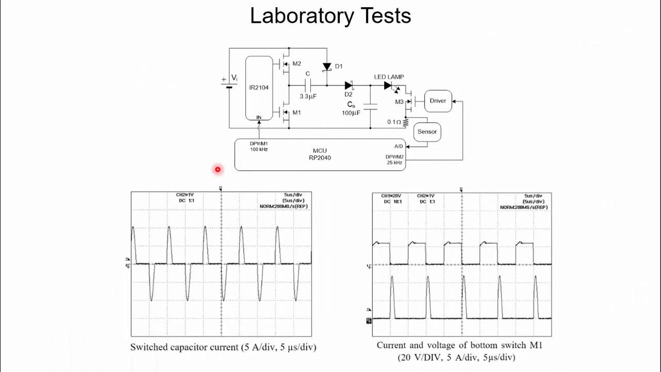And these are the basic waveforms of the converter. Here we have the switch capacitor current during the charging and the discharging process, so we can see that the waveforms are as we have presented in the theoretical analysis. Here we have 5 amperes per division, so this is something like 10 amperes peak. And here we have the current and voltage of switch N1, so again, we can see the voltage and then the current through the switch, which corresponds to the charging process of the switch capacitor C.